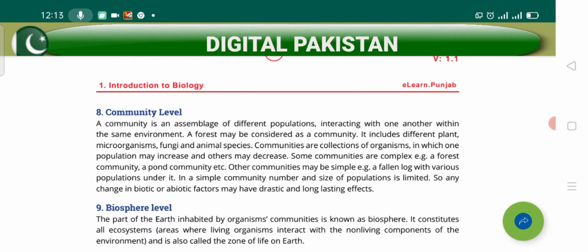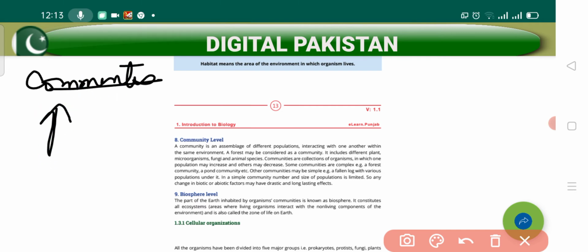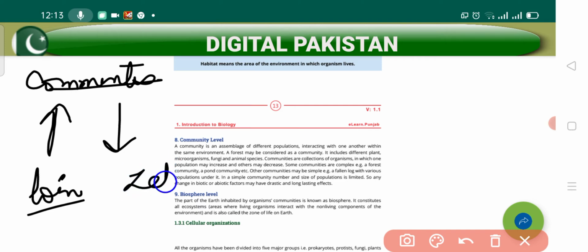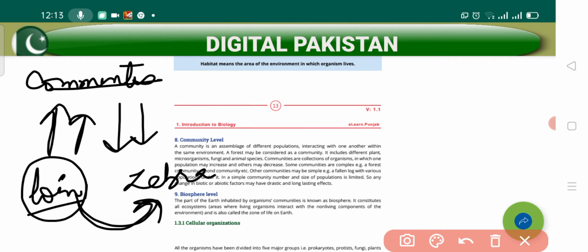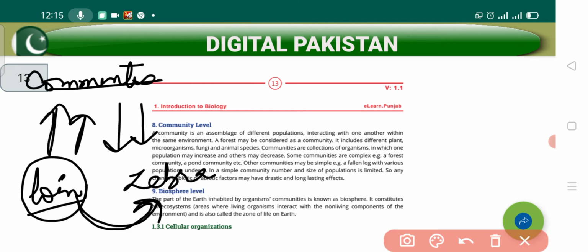Listen to me, student, very carefully. As I'm telling you, the communities are interacting with each other. Let's suppose if one organism's number is going to increase, the other will decrease. Just like the lion and the zebra. Suppose the lion is depending upon the zebra, so obviously the lion's number will increase, and if the lion's number is increasing, obviously the zebra's number will decrease because the lion is eating the zebra.